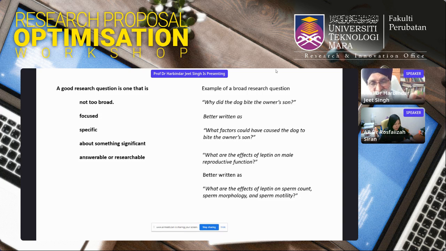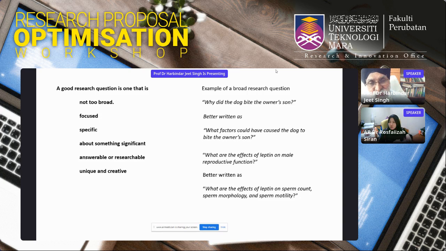And as I mentioned earlier, your research question must be researchable and answerable. In other words, you have the study design at your disposal that will help answer your research question. So you don't want to coin a research question that you will not be able to actually study experimentally because you don't have the means of designing a study to answer the question.